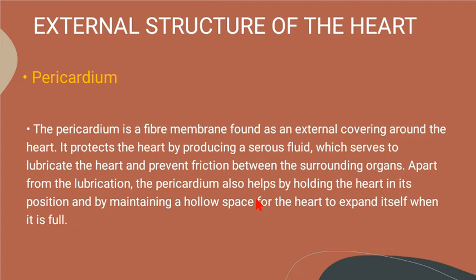Pericardium. Now the heart is a muscular organ. It is surrounded by a membrane known as the pericardium, and this pericardium produces pericardial fluid, which lubricates the heart's movement so that there is no friction between the heart and the membrane, and the heart can easily contract and relax. It can easily beat, and it can easily expand and contract. So this pericardium plays a very important role.